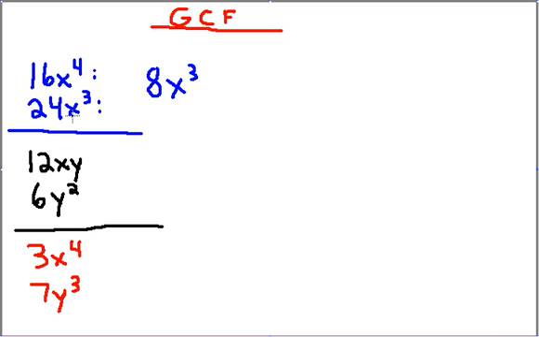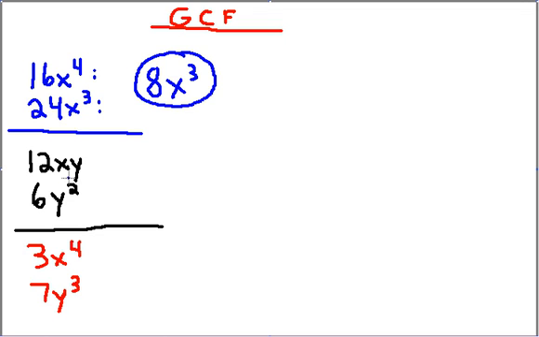Therefore now, what we did is we found the greatest common factor of our coefficients, which was 8. We multiplied that by our greatest common factor of x to the third and x to the fourth. X to the third was the greatest common factor of that. So our answer is 8x to the third. 8x to the third is our greatest common factor of 16x to the fourth and 24x to the third.